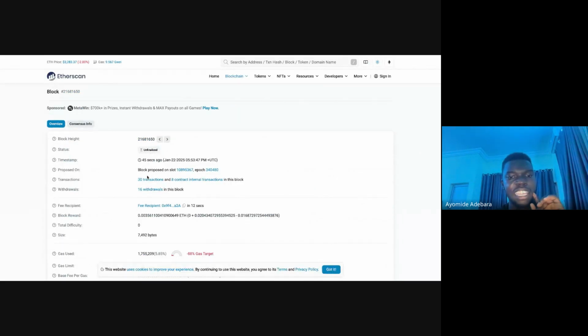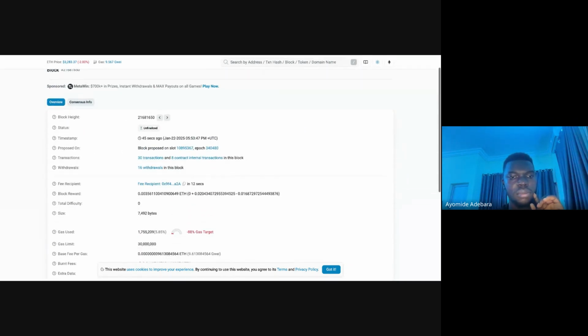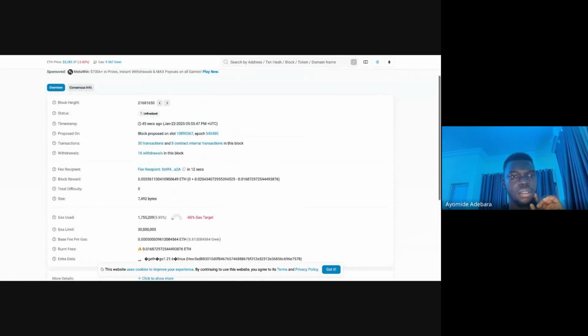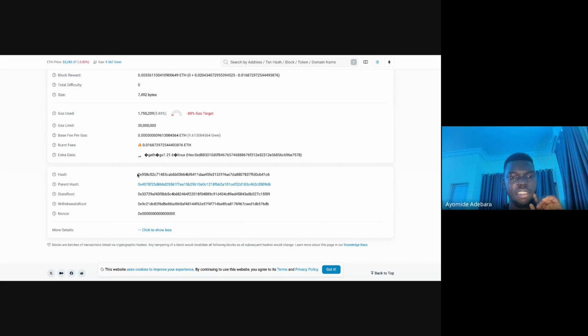So now, remember that I said the transactions are always hashed, the blocks are always hashed. So this is the hash of this particular block, as you can see. This is the block height or the block number, and the hash. Let me click more. So this is the hash of the block. And remember I was talking about the parent hash. The parent hash is the previous hash, as I was showing you from that example. Here it is. Here's the previous hash.